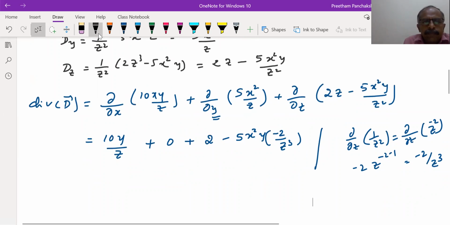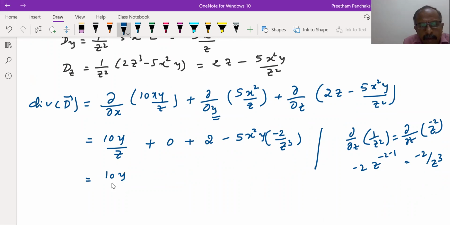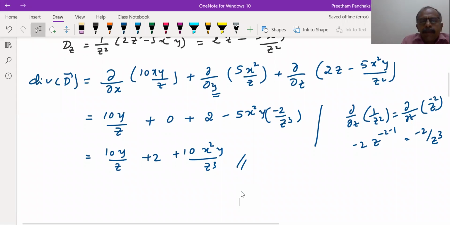Finally, we have the answer of 10y by z plus 2 minus 5 into minus 2 by z cube. Minus into minus is plus, so 5 into 2 can be taken as 10x square y divided by z cube. This is the divergence of D vector given in the problem.